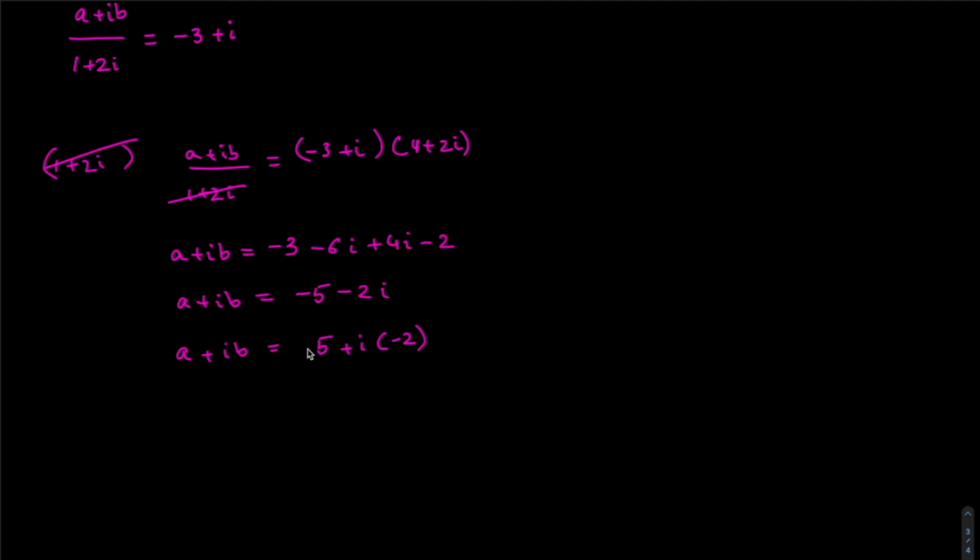Now, we can see that a corresponds with minus 5 and b corresponds with minus 2 because we have a plus i term, right? If this was a minus ib, then it would be a completely new scenario, right? If it was a minus ib, then we would have minus 5 minus 2i, and a would be minus 5 and b would be 2. But because it's a plus ib, we're going to have b is equal to minus 2. So therefore a is equal to minus 5 and b is equal to minus 2.